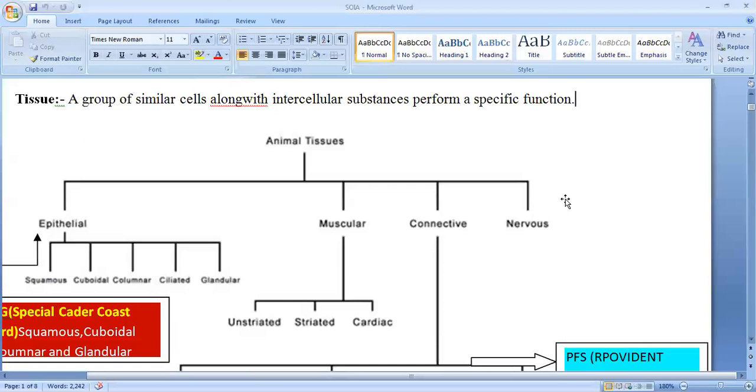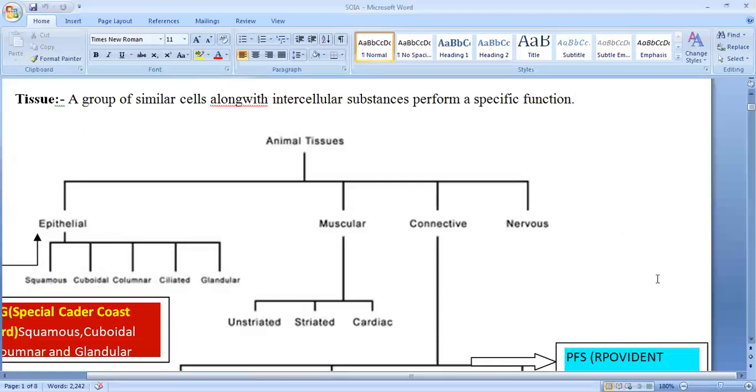Complex permanent tissue also has two types, xylem and phloem, and you know this very well. Xylem has four components: xylem fiber, xylem parenchyma, trachea, and vessel. And phloem also has four components: phloem fiber, phloem parenchyma, companion cell, and sieve tube. Okay, so these are the classification of plants. I think you know this very well, and you already studied it, and we will also discuss it when your chapter starts.